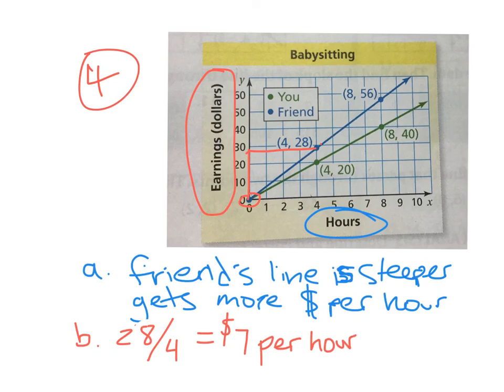Just out of curiosity, can you guys tell me how much I'm making per hour? Look at the green line. 4, 20. So I went up 20 over 4, $5 per hour. So he's getting $2 an hour more than I am.